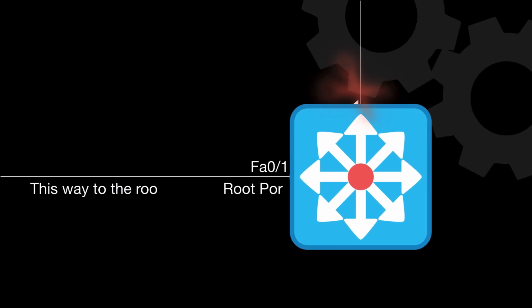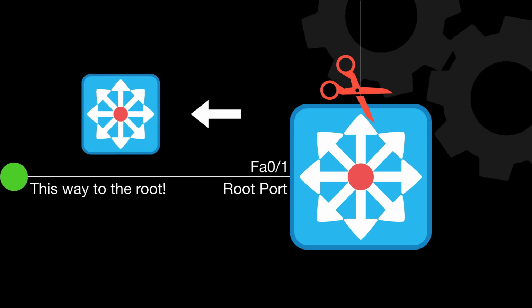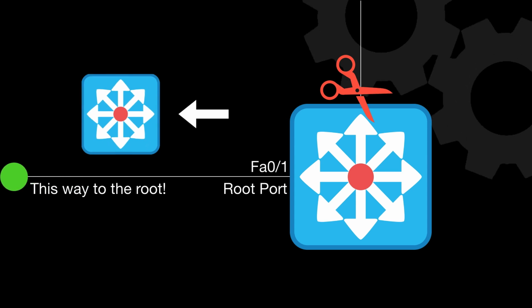All paths that are not needed to reach the root device from anywhere in the switched network are placed in the spanning tree blocking mode.